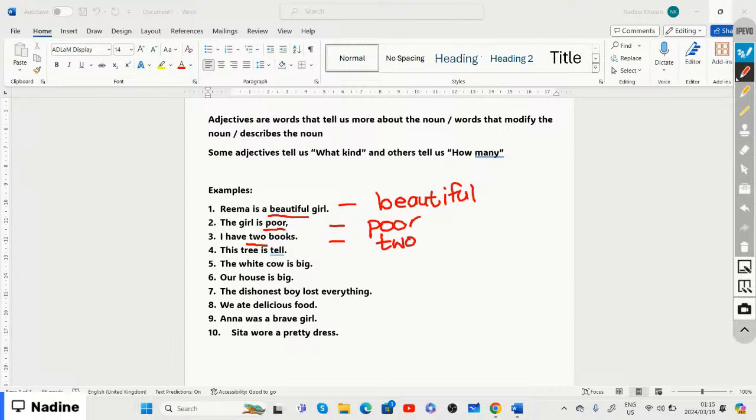The white cow is big. We need to describe this cow. If we describe the cow and it tells us what kind of cow, we can say it is a white cow, or we can describe it as being big. So we have two words: white, and big.